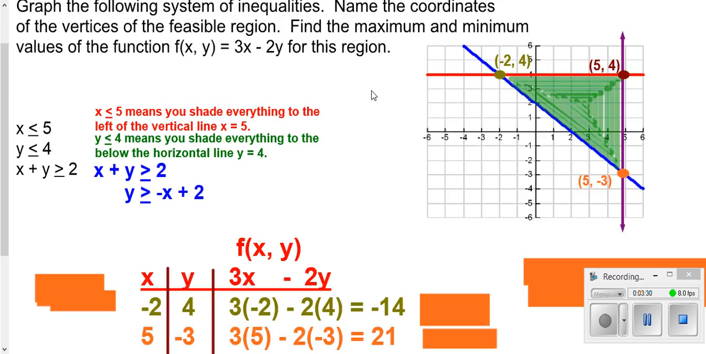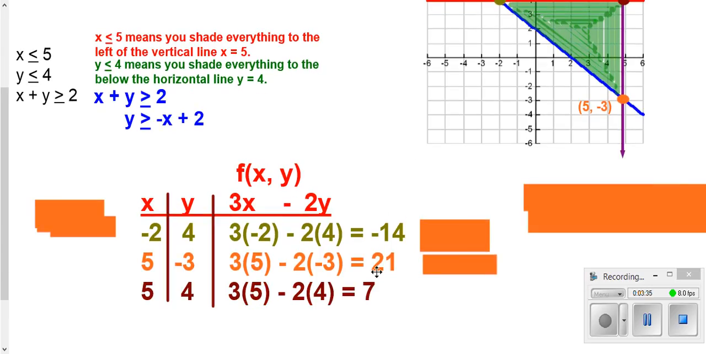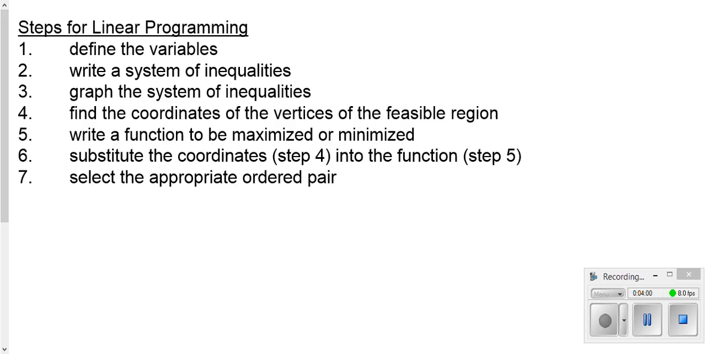And according to our problem, we were looking for the maximum and the minimum. Well, when you look at your output here, the largest is 21, so that's going to be your maximum. So we're going to say our maximum is 21. When does that occur? At the coordinates of 5, -3. The smallest of these would be our minimum, so that's the -14. So we'd say our minimum is -14. And when does that occur? At -2, 4. So that's linear programming.